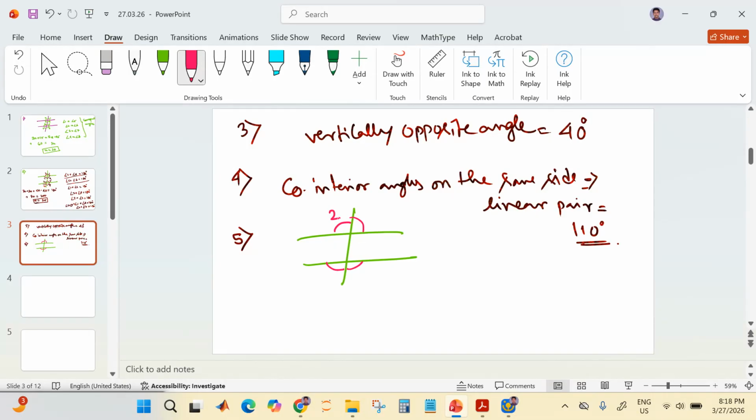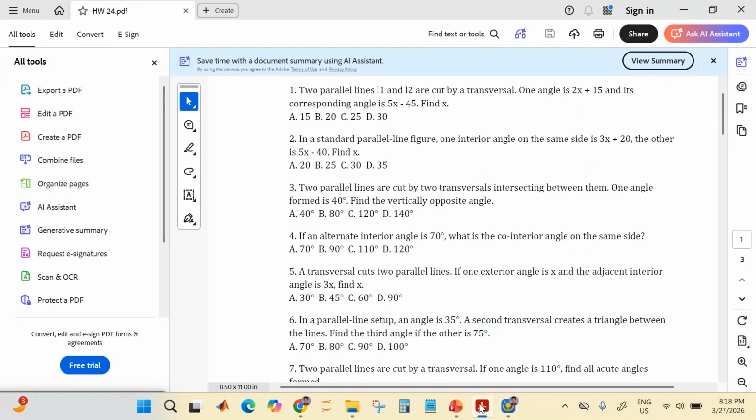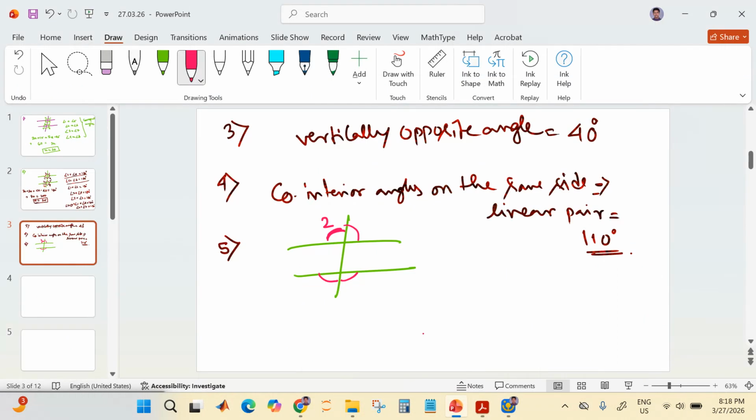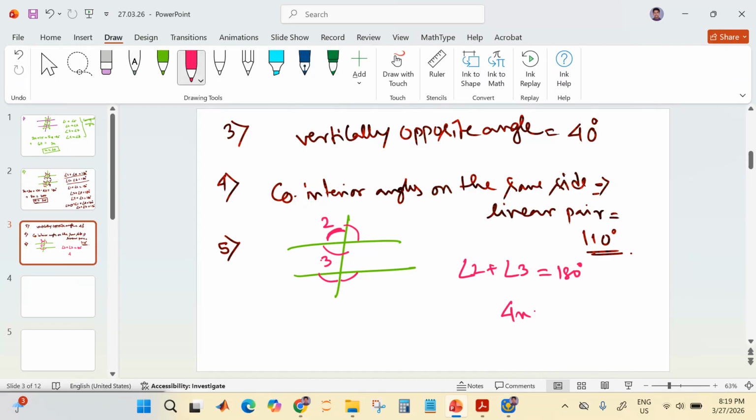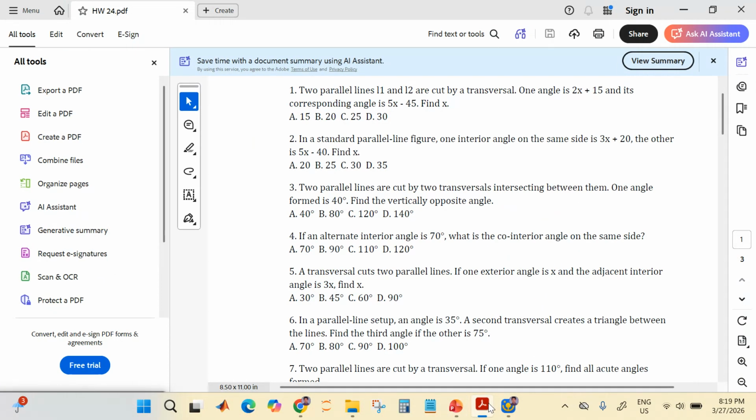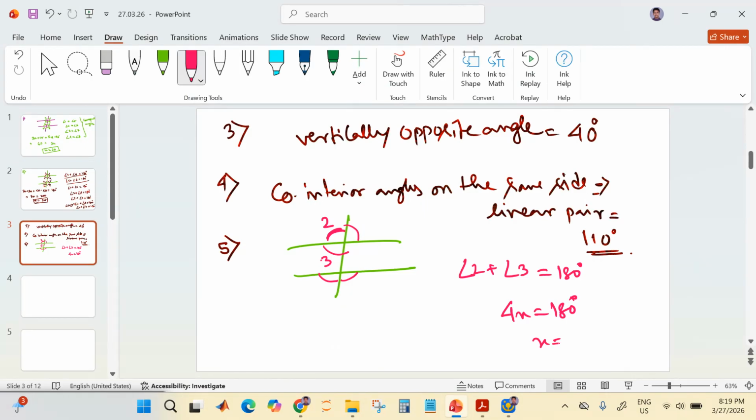Suppose this angle 2 I have given, and it is x, and the adjacent interior angle. See what is the adjacent interior angle? It is nothing but this one. So what is the relation between these 2 and 3? It is linear pair, so they are also 180 degree to each other. So that means x and 3x, so 4x equals 180 degree. So what's the value of x? It is nothing but x equals 45 degree. That's all. So this is question number 5.